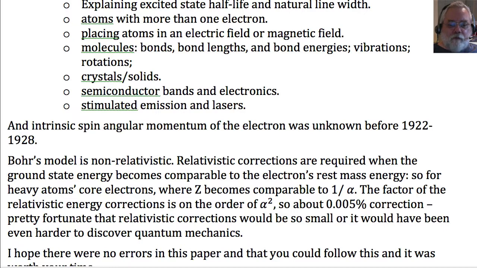The factor of the relativistic energy corrections is on the order of alpha squared, so about 0.005% correction. It was pretty fortunate that relativistic corrections would be so small, or it would have been even harder to discover quantum mechanics.